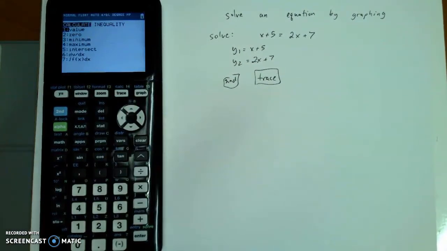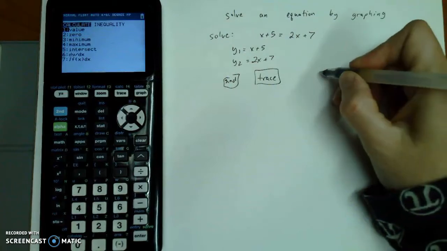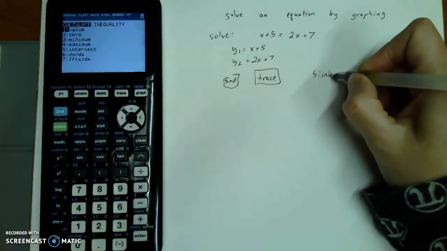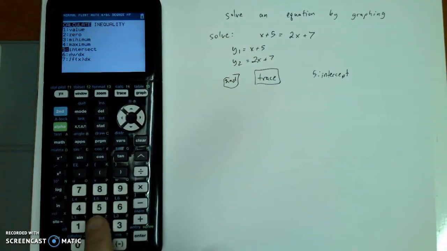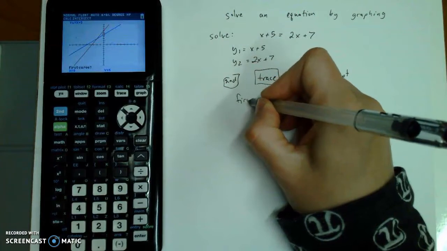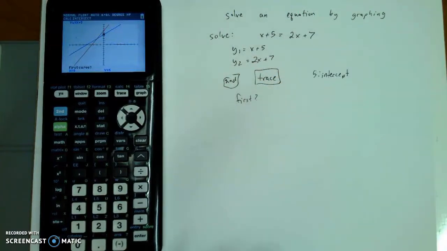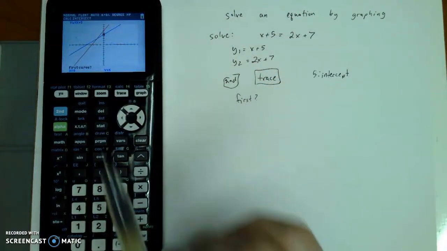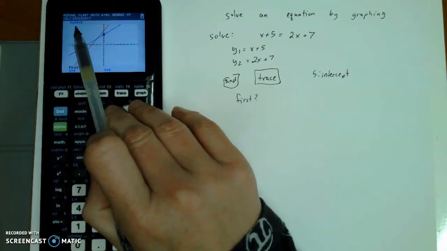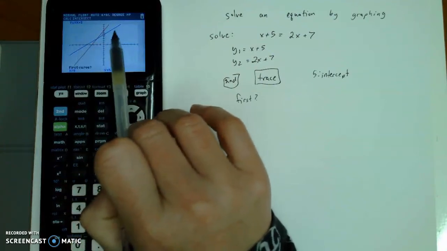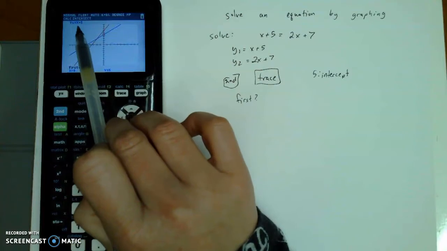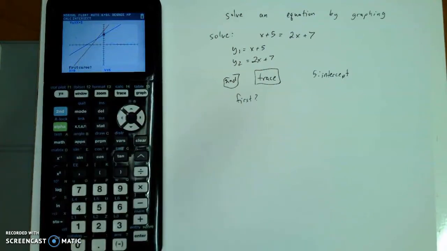Now here where they're crossing, that is an intersection. So I'm going to go ahead and go to 5 and pick intersect. You can either scroll down or you can just hit 5 on your number pad. Now again, it's going to ask me a couple of questions. It's going to ask me, beginning with, what is the first curve? As a default, it is going to be on that y1. You can see it on that blue y1 graph. You can also see up here on the top, it's telling me I'm on y1.